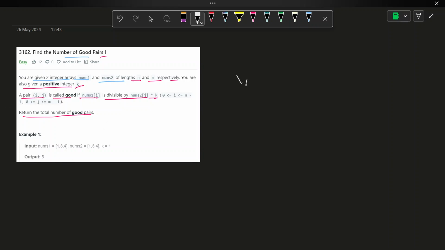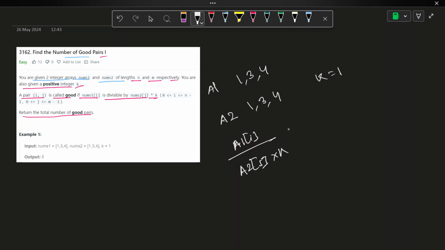I am given a nums array, nums1 = [1, 3, 4], and another nums array, nums2 = [1, 3, 4], with k equal to 1. This is array 1 and this is array 2. So what are they saying? I have to find the number of pairs (i, j) where nums1[i] divided by nums2[j] times k is divisible, so the modulo of this will be 0, right?